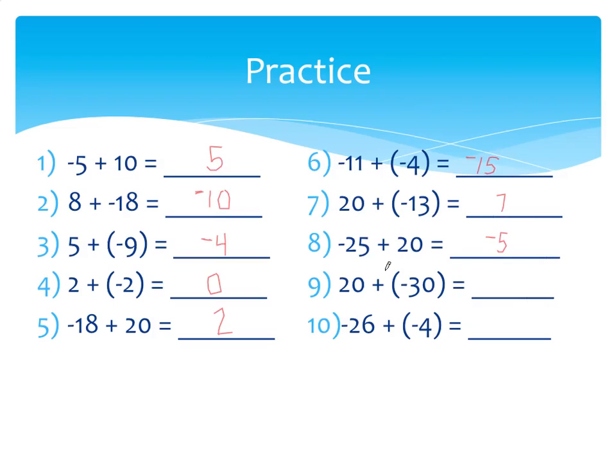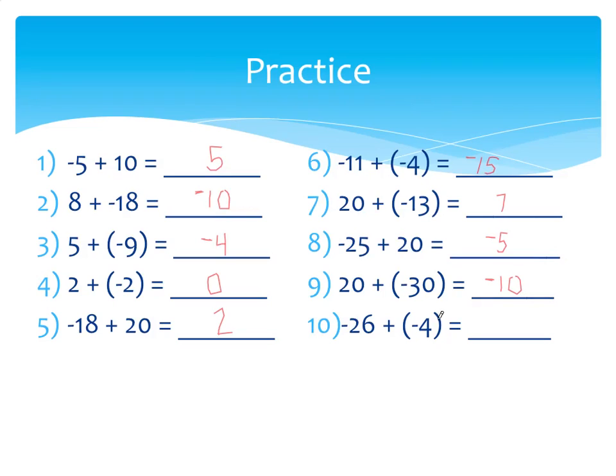Number 9, 20 plus negative 30. Are the signs the same? No, the signs are not the same. So I find the difference. 30 minus 20 is 10. It had a negative sign with it, so my answer is negative.